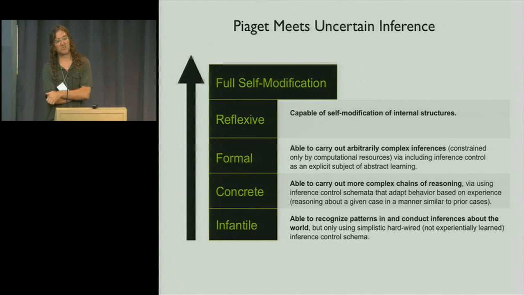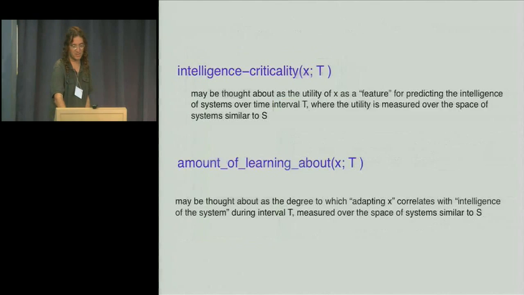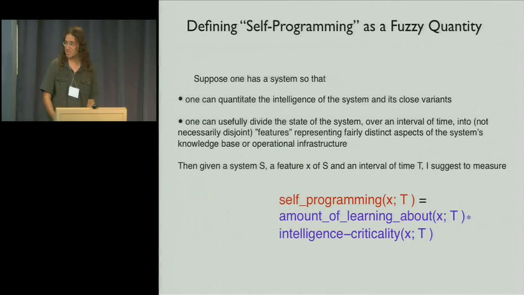Once you add a system that can learn new inference rules and inference control strategies from experience and from abstracting from experience, then you'd have a system that's doing reasoning about things that are really critical to its intelligence and would have a high degree of self-programming, according to the fuzzy conception of self-programming that I presented, which is basically given by that simple formula.